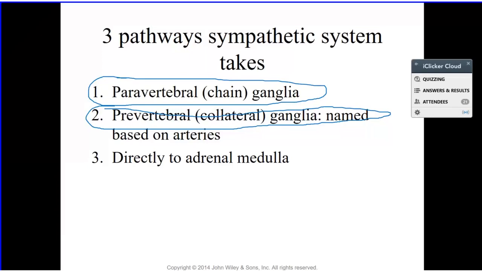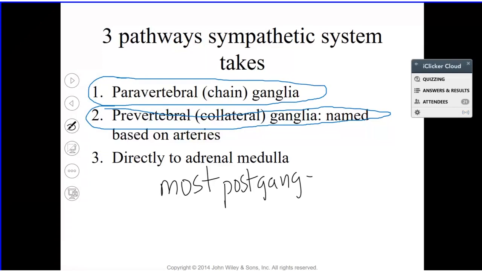And then our third pathway is kind of a neat little exception. It only goes to one structure in your body, and what structure is that? The adrenal gland. And the second neuron in that pathway is really not a neuron. The second neuron is really just cells that release into the bloodstream. So it still has two parts to it, but it's not technically a postganglionic neuron. Okay, what does the sympathetic system release the most of, NE or ACH? Okay, so most of the sympathetic system, so most of those postganglionic neurons release NE, which means they're adrenergic.